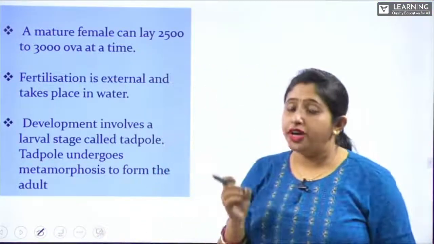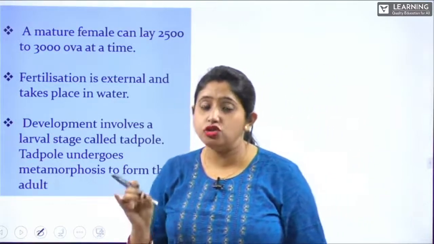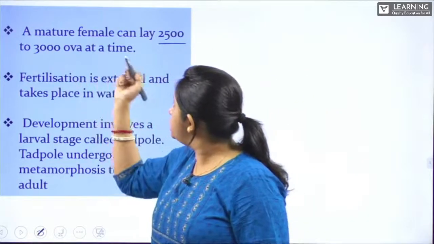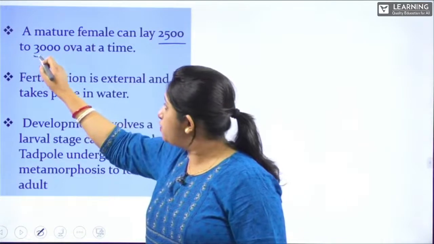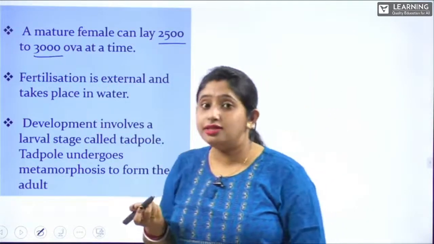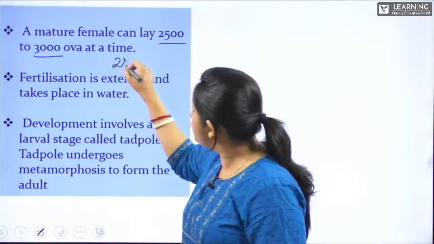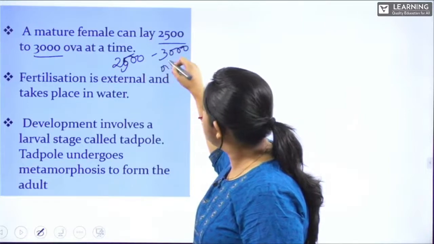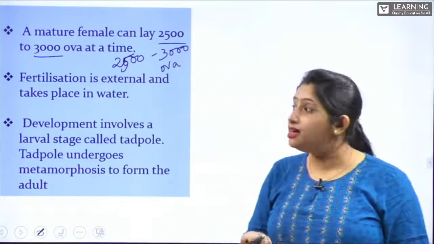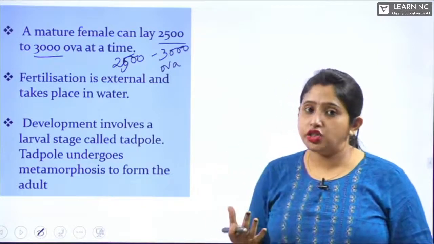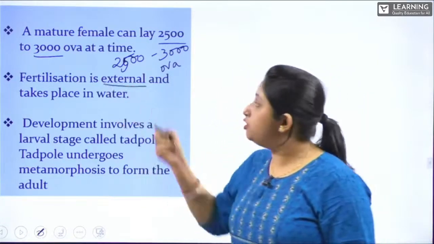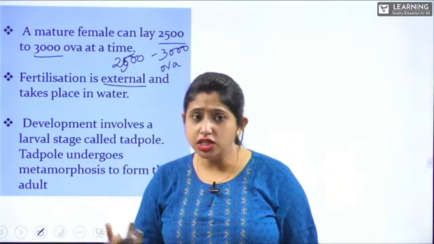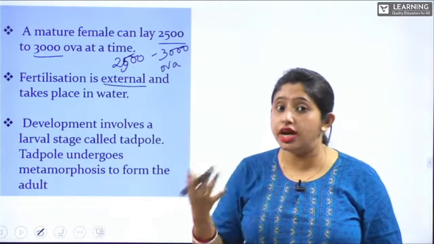So a mature female frog has the capacity to lay how many eggs? It can lay 2500 to 3000 ova at the same time. So how many? 2500 to 3000 ova or eggs at the same time. And fertilization is what? Fertilization is external. The frogs do external fertilization, that is, the development of the baby takes place outside the body.